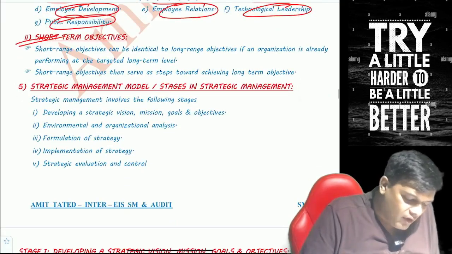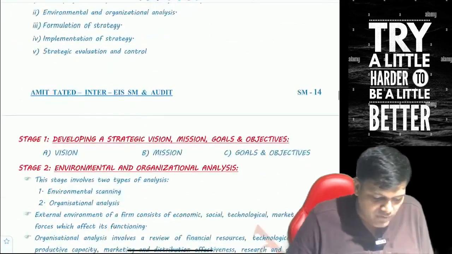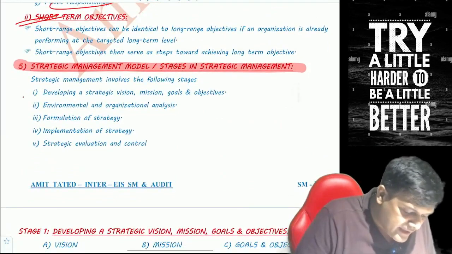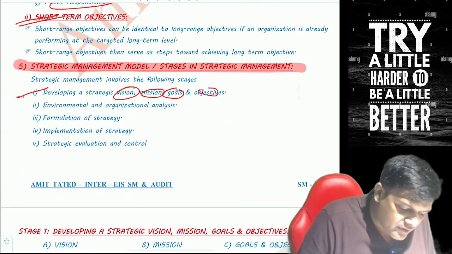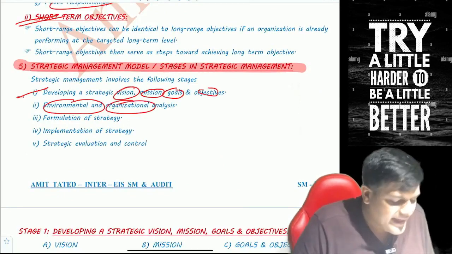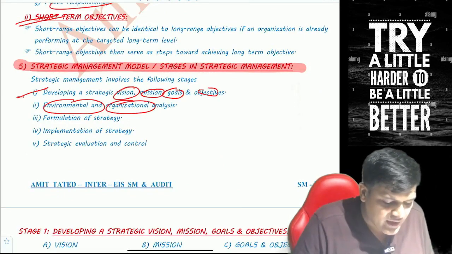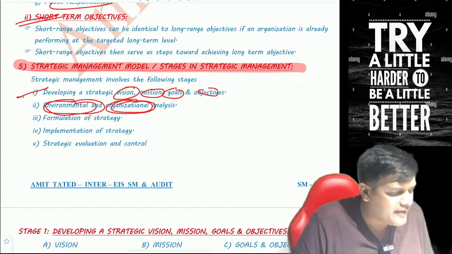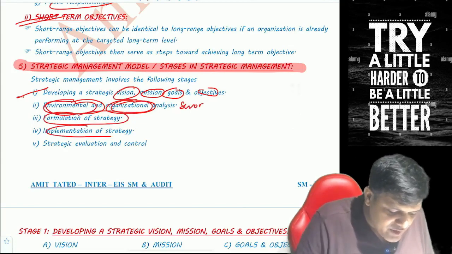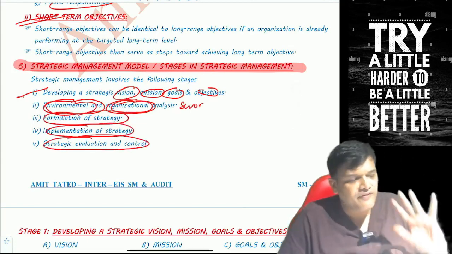And the last point we have done already: strategic management, or the model of strategic management. How many steps are there? 5 steps I discussed at the starting point only. Developing strategic vision, mission, goals and objectives. Next, environmental and organization analysis. What is the meaning of environmental and organization analysis? Organization means internal, environmental means external. This is nothing but SWOT. Then formulation of strategy, implementation of strategy, strategic evaluation and control. These are the 5 stages we discussed.